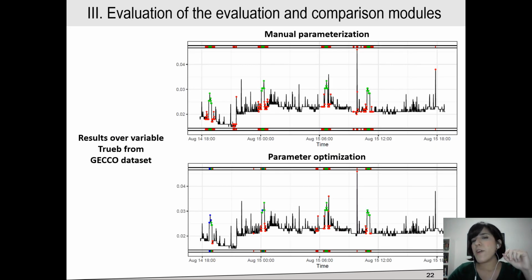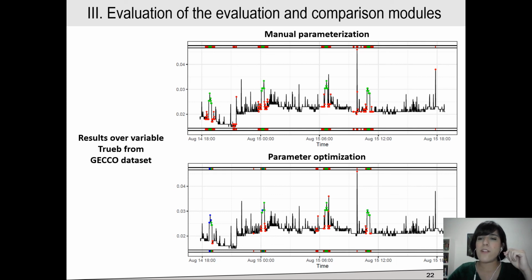So the Harbinger evaluation module enables a qualitative evaluation by producing plots, such as the ones presented here. They show events detected in a variable of the Gecko dataset with parameters defined manually and by optimization. Again, red markings indicate detected events. And in addition, real events are marked in blue, and the coincidence between the detected event and the real event is shown in green.